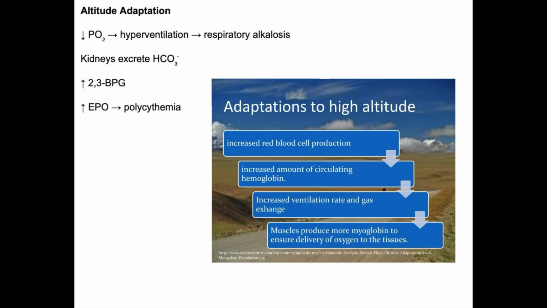So, with altitude adaptation, altitude is basically a stress test for oxygen delivery. So, step one, you're going to have decreased PO2. That stimulates peripheral chemoreceptors, which will then cause hyperventilation, which will then cause decreased PaCO2, which will then cause respiratory alkalosis.